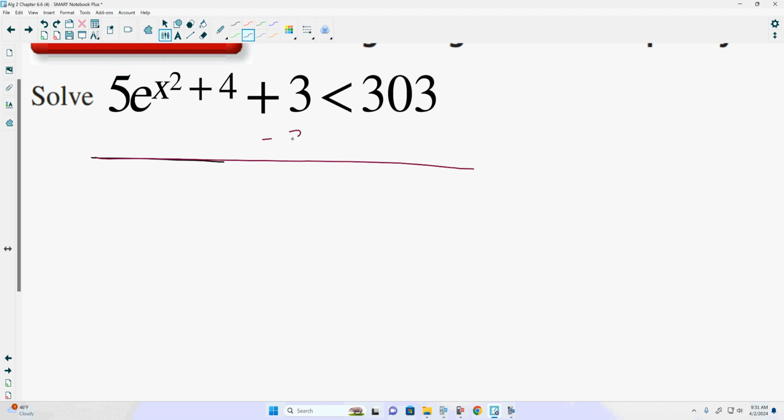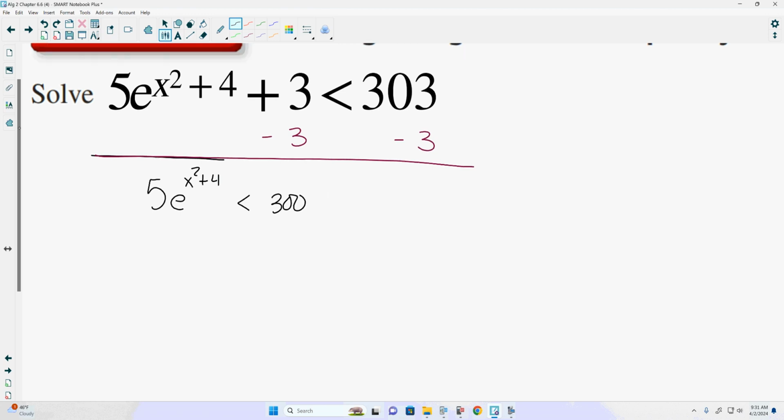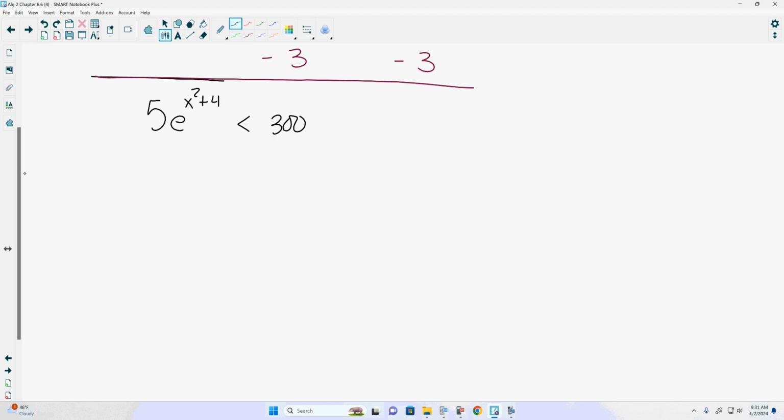Minus 3 first. We have 5e to the x squared plus 4 is less than 300. Divide by 5 first. We want to get this as simplified as far as we possibly can. We want to really get that base that has the variable in the exponent by itself first. Because once we get it by itself, now we can apply ln to both sides.